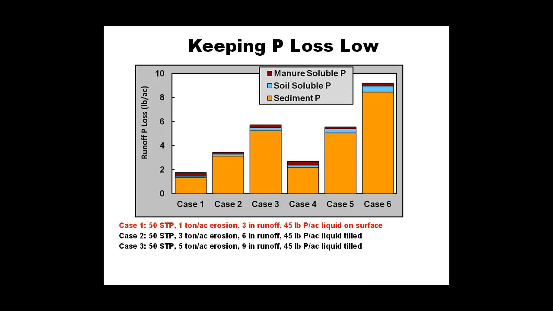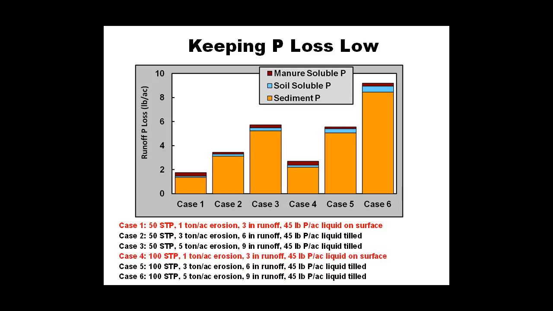But there again, as we're increasing runoff and erosion, we can start to see how much. Okay, we know that if we increase runoff and erosion, we're going to increase our phosphorus loss. What I like about this is it can say how much. Is it 10%? Is it doubling? There again, we can say, well, let's keep all these three scenarios, but let's double our soil test phosphorus. What does that do to these three situations compared to these if we have a higher soil test P?